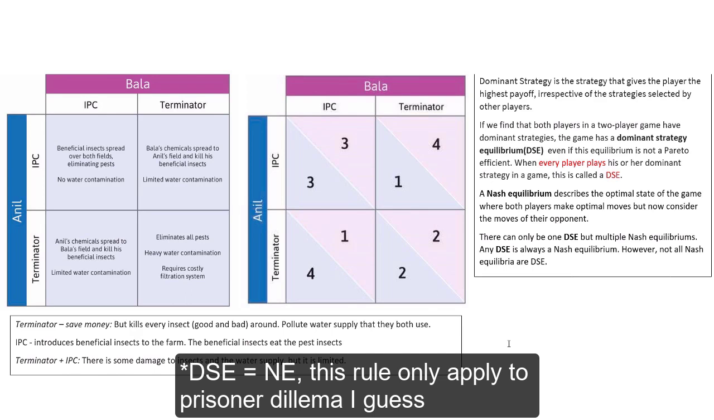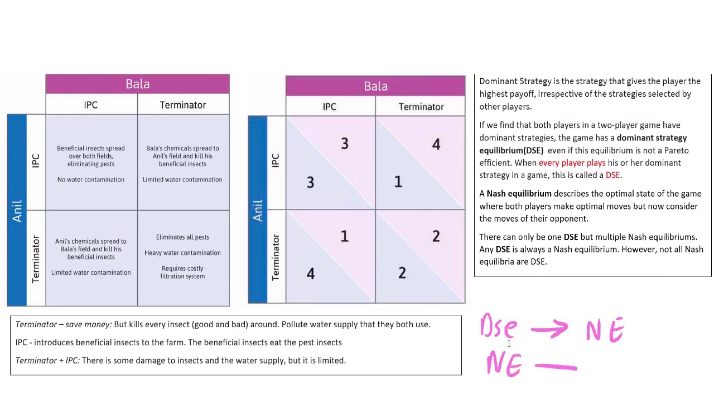So it looks like this, okay? DSE is Nash equilibrium, but Nash equilibrium does not necessarily mean DSE, okay? This is the error. So let's look at this example.